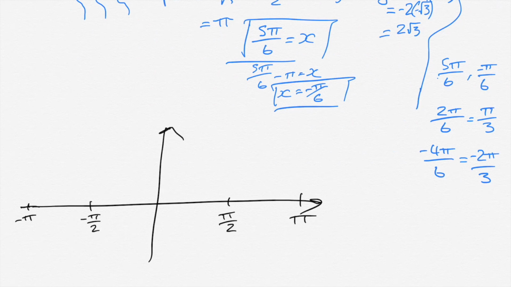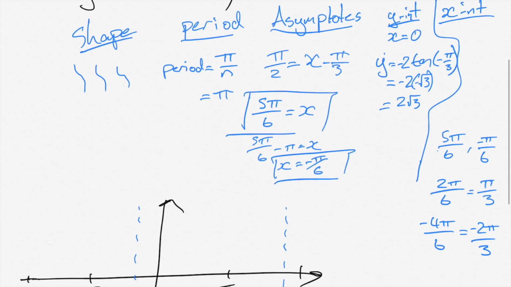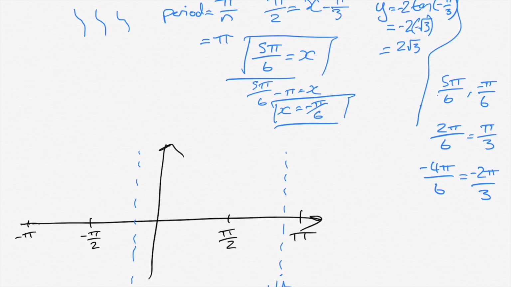What I like to do first is put on my asymptotes, which are going to be at 5 pi on 6 and -pi on 6. So I'm going to label those after I write them down: a vertical asymptote at x equals 5 pi on 6 and a vertical asymptote at x equals -pi on 6. Next thing to put in is my x-intercepts, which we have here at pi on 3 and here at -2 pi on 3. My y-intercept I can label, which is right here at 2√3.